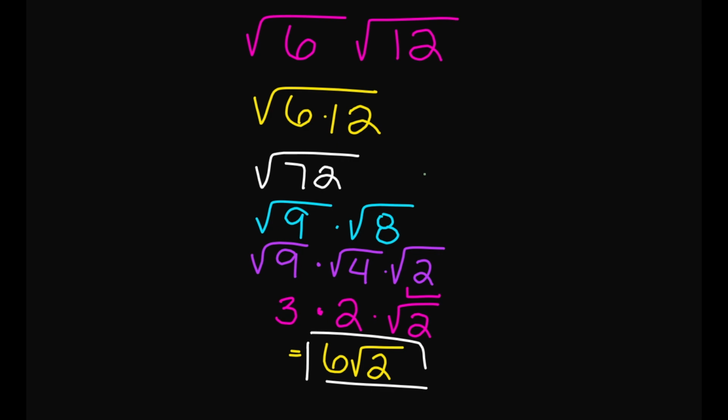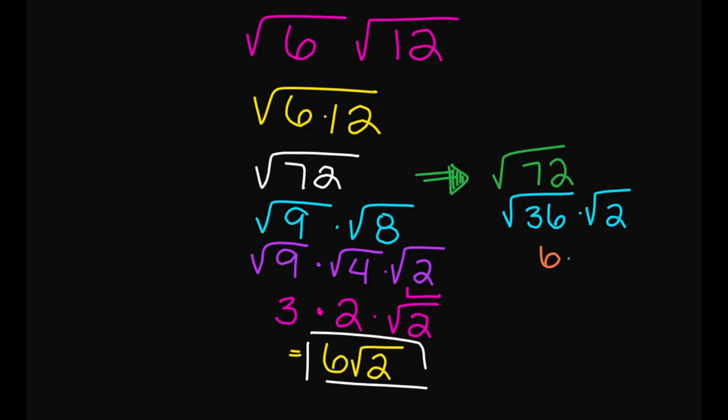And when you get to this step right here, so the square root of 72, another way that you can solve this, the square root of 72 can be simplified into the square root of 36 times the square root of 2. And then as you can see here, the square root of 36, this is going to equal 6 times the square root of 2. And as you can see, you'll also get the same answer here as well, 6 times the square root of 2.